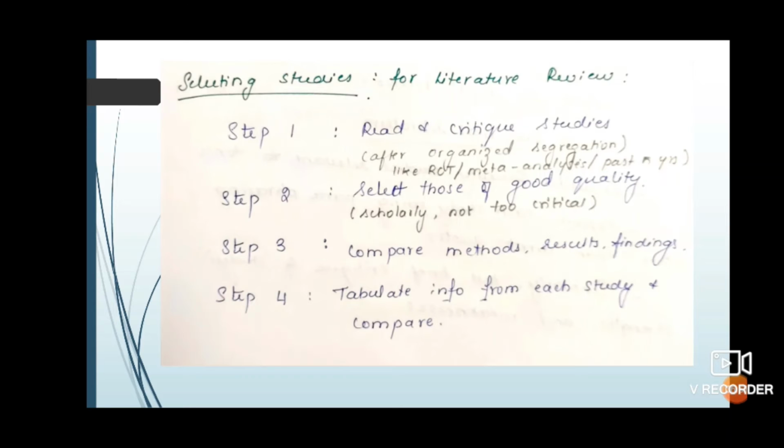And for selecting the studies for a literature review, the first step should be to read and critique studies. After organized segregation by means of year-wise search or author-wise search and using Boolean queries, we first have to organize those articles, and then read and critique the studies. That is, we have to know which ones should be relied upon and which should not, like RCTs and meta-analyses, and then select those with good quality.